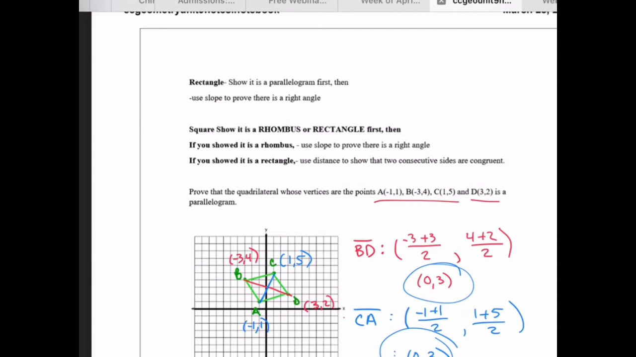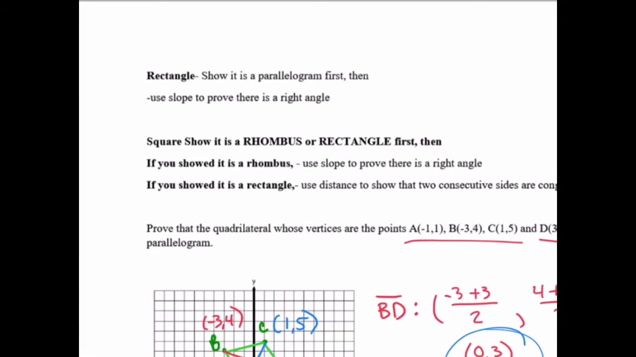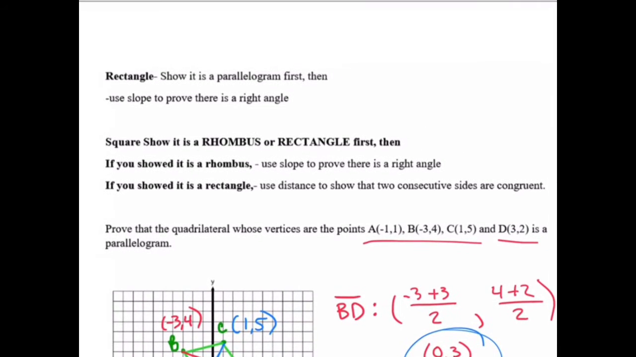So when we're proving something is a rectangle, we have to show that it's a parallelogram first, and then we use the slope formula to prove that there is a right angle, right? And then if we wanted to move on and do a square, we would show it as a rhombus or a rectangle first, and then we would either use the slope to prove it's a right angle or use the distance to show its two consecutive sides are congruent.